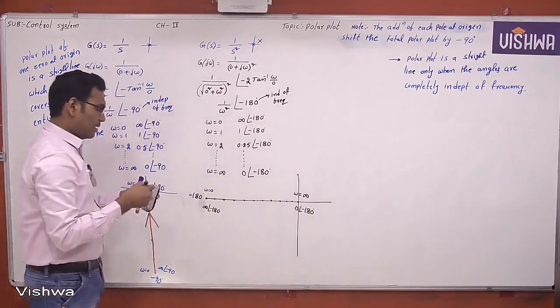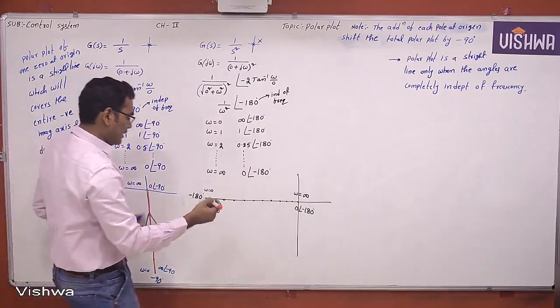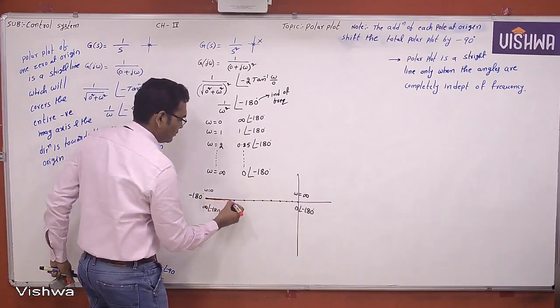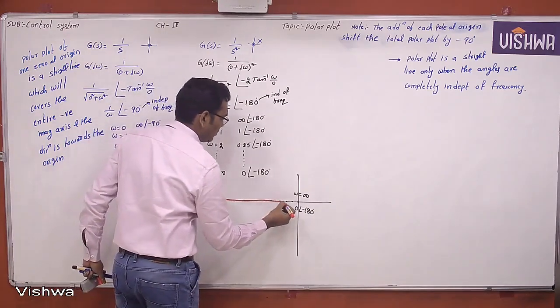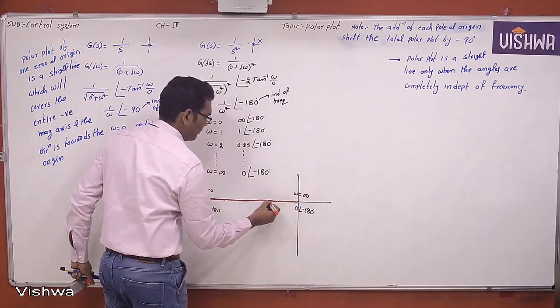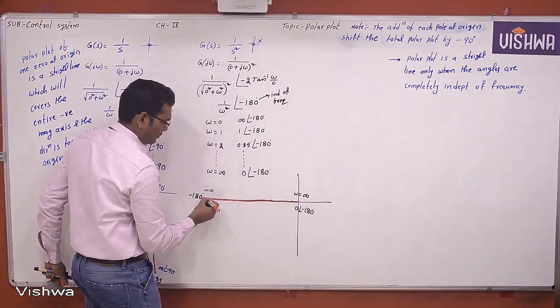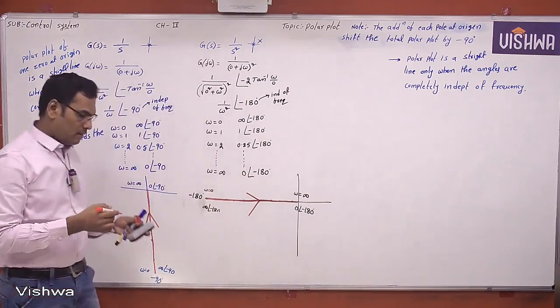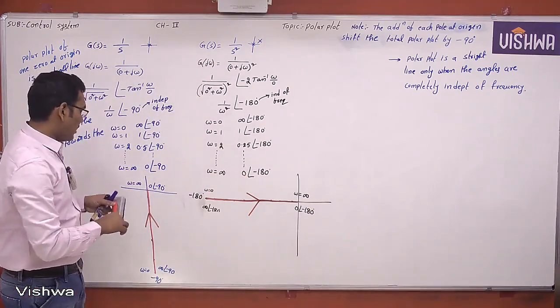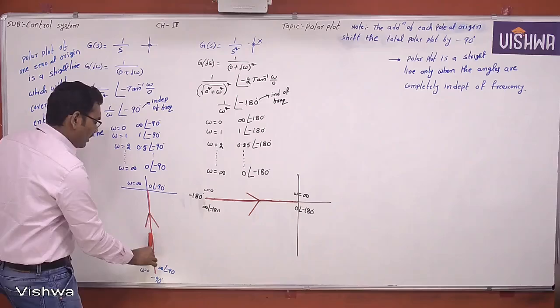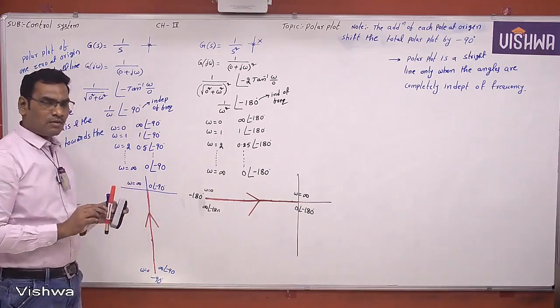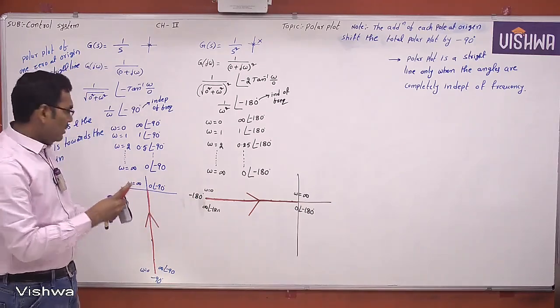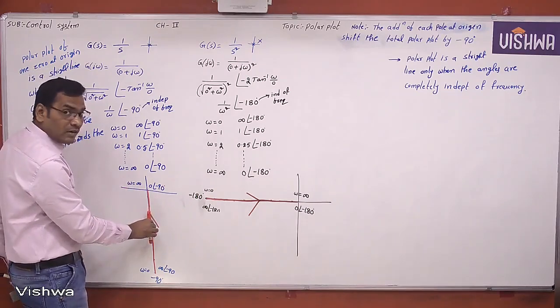Where is the polar plot? See the polar plot and indicate the direction. This is the polar plot. This is the direction of the polar plot. Now what is the polar plot? This is the polar plot of one pole at origin. Now see here, students, which is a very important point. This is the polar plot of one pole at origin.